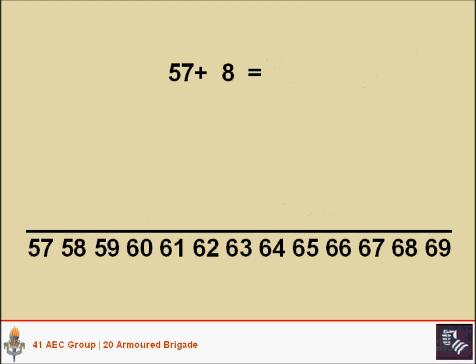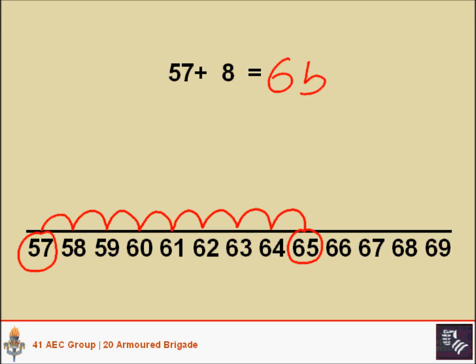So we'll write down our sum, 57 plus 8. Next we draw our number line. What numbers should we put in? Well, this time we could start at 57, as we're counting on from there. We're adding 57 plus 8, so let's find 57 and count on 8 places. 1, 2, 3, 4, 5, 6, 7, 8. So our answer is 65.